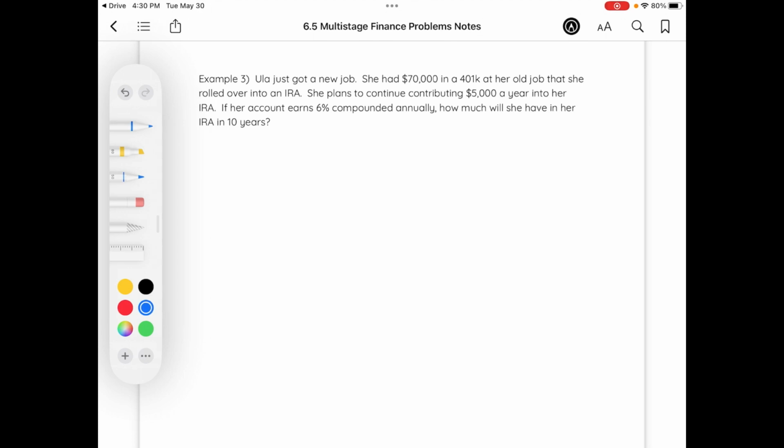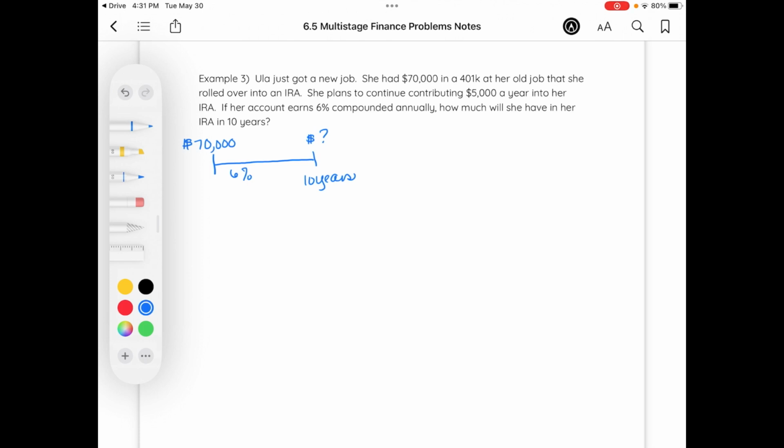The way I'm looking at this is the amount that she's rolled over and the amount that she's starting from scratch with, both of them are working simultaneously together. So I would think of this as putting my original rolled over value into an account that is compounded annually for 10 years at 6%. How much money would this be?